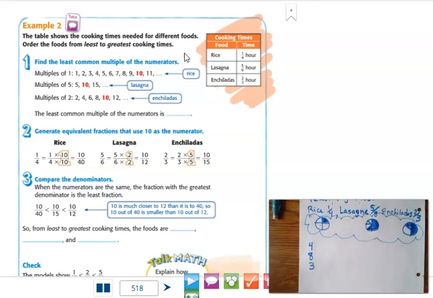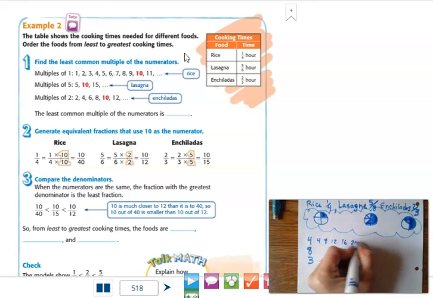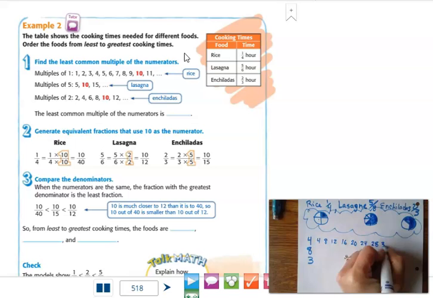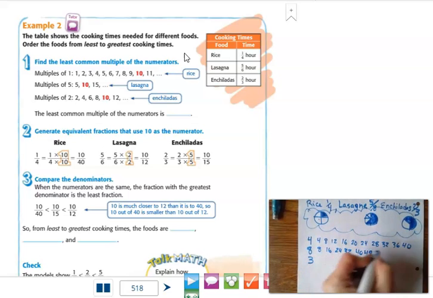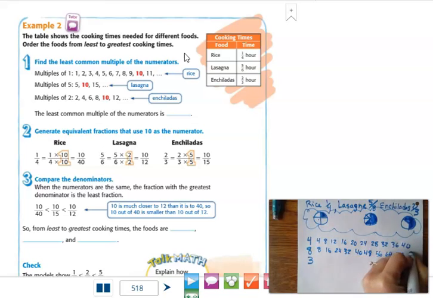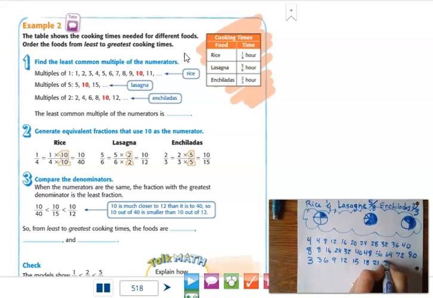I like singing my song, so I can put it again. 4, 8, 12, 16, 20, 24, 28, 32, 36, 40. 8, 16, 24, 32, 40, 48, 56, 64, 72. Pop goes the 80. 3, 6, 9, 12, 15, 18, 21, 24, 27, 30. And I can stop when I get to 10.